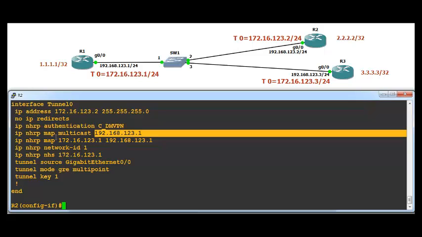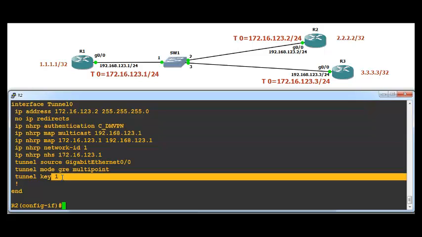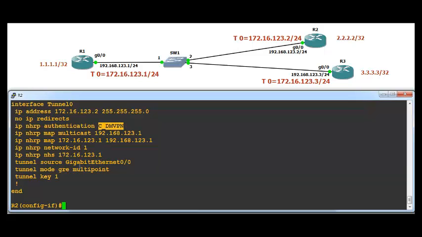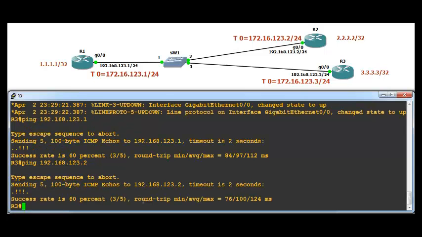And then all the negotiation will happen because the key is matching on both sides. Password is matching on both sides. And what else is matching? Network ID is matching on both sides. And they're going to form a neighbor. So this is the configuration that is needed on R2. Now the same configuration you're going to do on where? On R3.